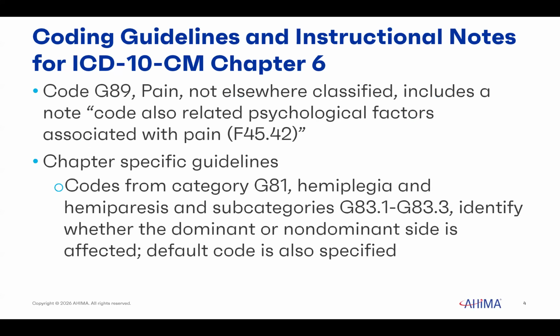There are special rules for coding these, and here's an example. If you use code G89 for pain, you also need to code any psychological factors related to the pain. For hemiplegia, in other words, paralysis on one side, you'll need to say if it's the dominant or non-dominant side, and we'll get into what exactly that means in just a little bit. And of course, we'll code for psychological factors. There are some pain codes that you'll see excludes 1 notes and excludes 2, so it's important to know the difference.